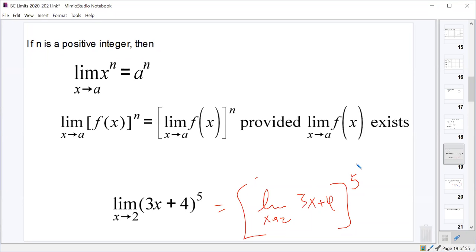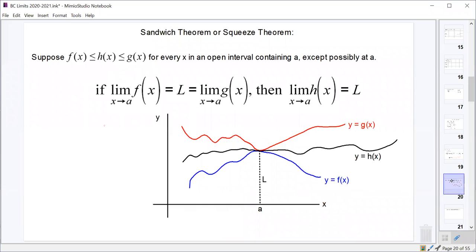So those are the 6 rules for limits. I think there were 6 of them that we really need to be able to utilize. So we will start doing that in a little while, once we talk a little bit about the sandwich theorem or the squeeze theorem. And hopefully you all remember what that is.